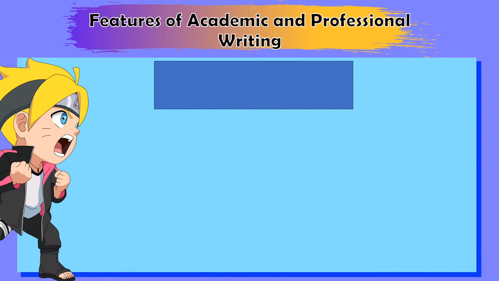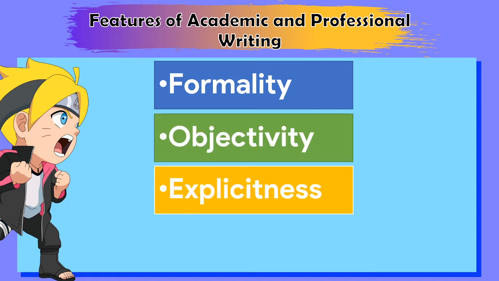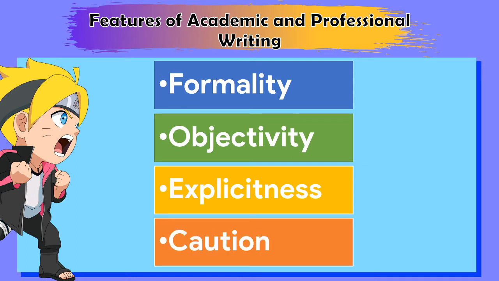So what are the features of academic and professional writing? The first one is formality, followed by objectivity. Third is explicitness, and lastly is caution. Now, we will be discussing only formality today. So how can we write text with formality?